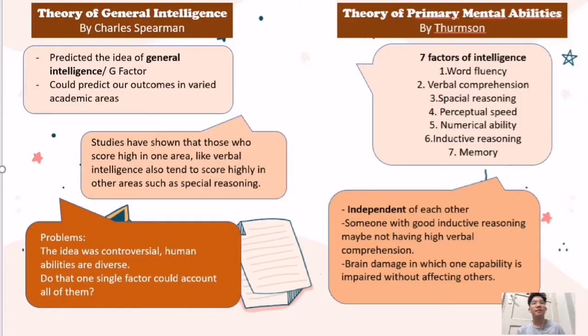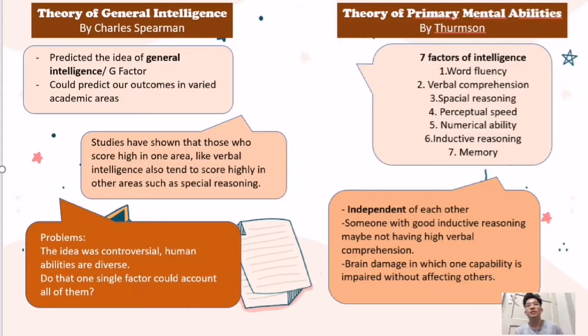One of the theories of the lumpers is the Theory of General Intelligence by Charles Spearman. He proposed the idea of general intelligence, which could predict our outcomes in varied academic areas. Studies have shown that those who score high in one area, like verbal intelligence, also tend to score higher in other areas, such as spatial reasoning. The problem is that the idea was controversial, as human abilities are diverse. Could one single factor account for all of them? They point out that a person who is high in one cognitive skill is usually high in others, so they believe that a measure of g is adequate by itself to describe a person's intellectual ability.